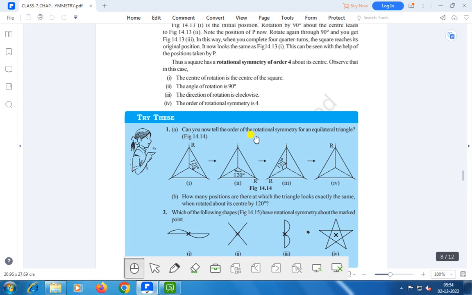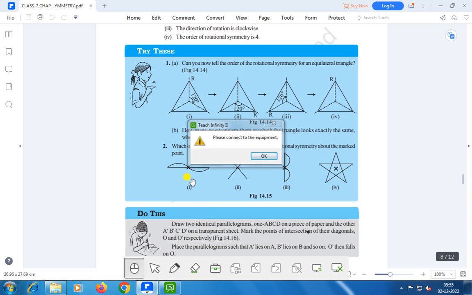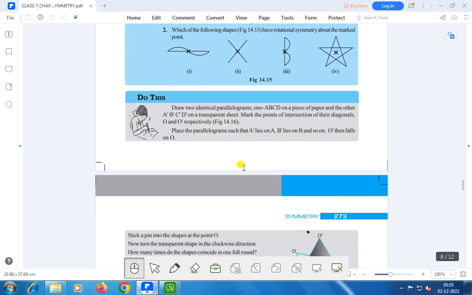Can you tell the order of rotational symmetry for an equilateral triangle? How many positions are there at which the triangle looks exactly the same when rotated about its center by 120 degrees? Which of the following figures, 14.14 and 14.15, have rotational symmetry about the marked point?